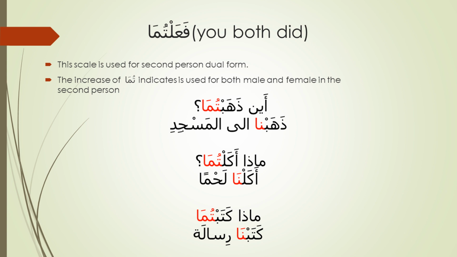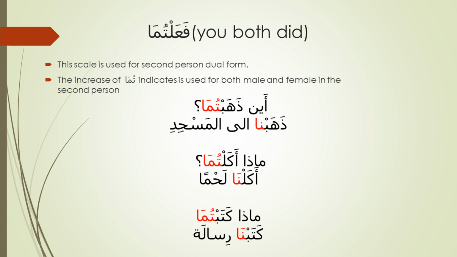And then the last one is kataba again. Kataba plus tuma, on a scale fa'altuma. ماذا كتبتما. Now, can I address 3 people and say ماذا كتبتما? Can I address one person and say ماذا كتبتما? So how do I address one person? كتبت.